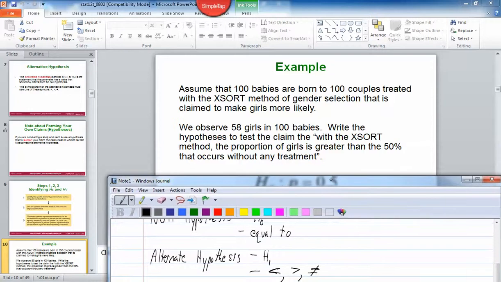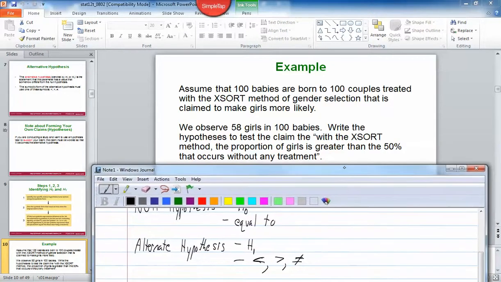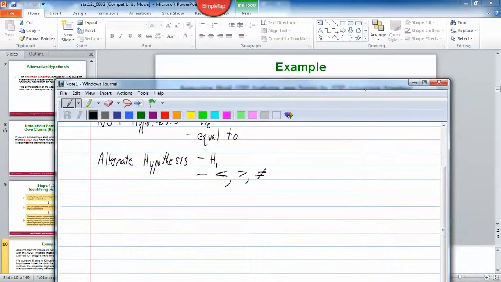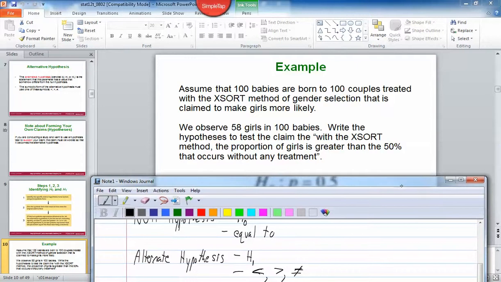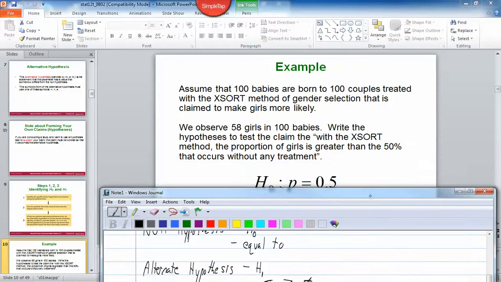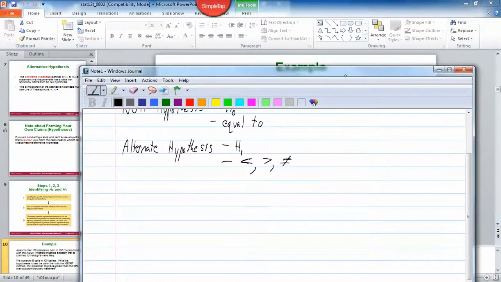So the first thing that you want to write down is, what is their claim? Their claim is what? The proportion of girls is greater than the 50% that occurs without any treatment. So how would I write greater than 50%?